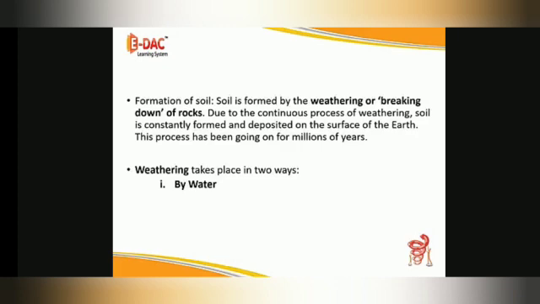Formation of soil. Soil is formed by the weathering or breaking down of rocks. Due to the continuous process of weathering, soil is constantly formed and deposited on the surface of the earth. This process has been going on for millions of years. Weathering takes place in two ways. First, by water.